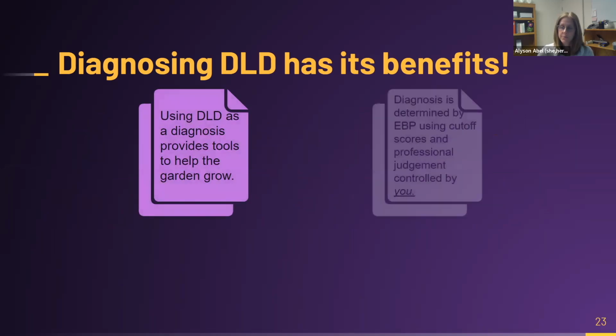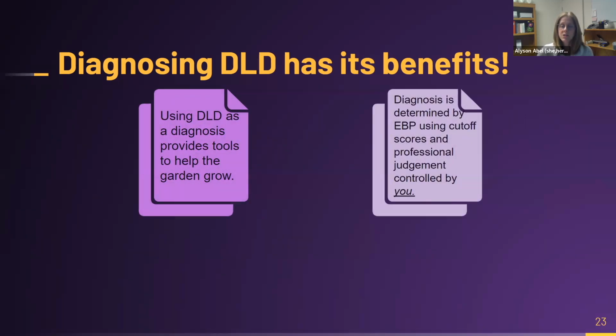Diagnosis is determined by evidence-based practice using cutoff scores and professional judgment controlled by you, unlike eligibility, which is often highly constrained. So while you may not have control over whether a child is eligible for services and what their eligibility criteria is, you do have control over your diagnosis.